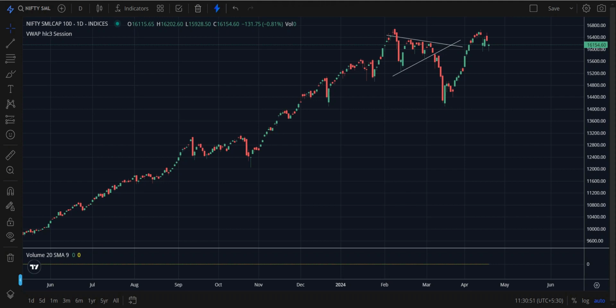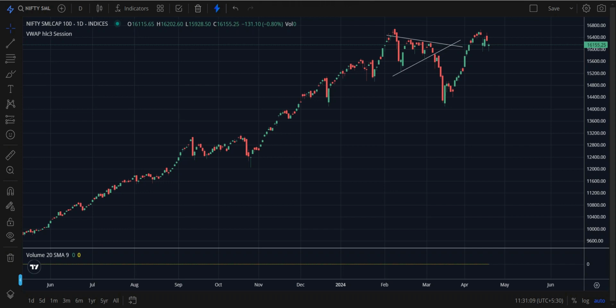This is another knowledge-based series in which I am going to show you how the symmetric triangle works. It can give you a breakdown or a breakout. And what is the latest example of the symmetric triangle which has been formed in the Indian market? So let's get started.